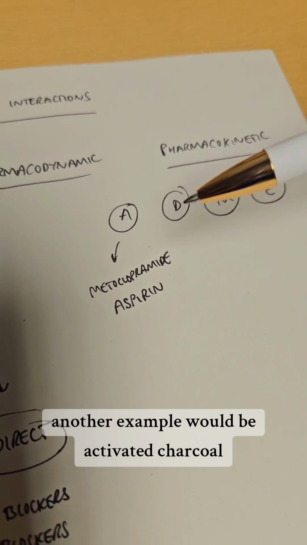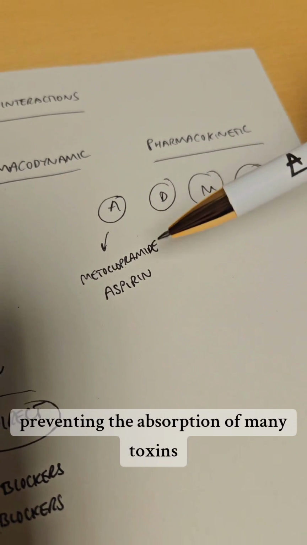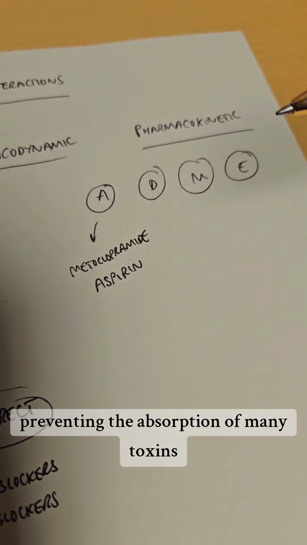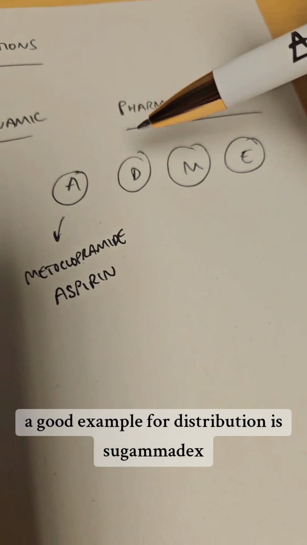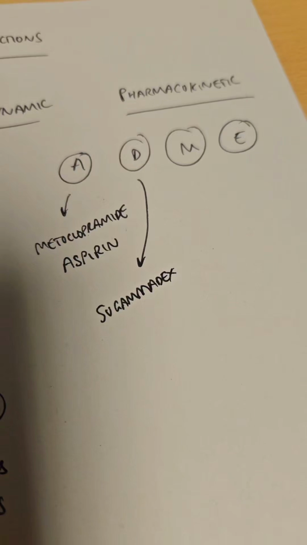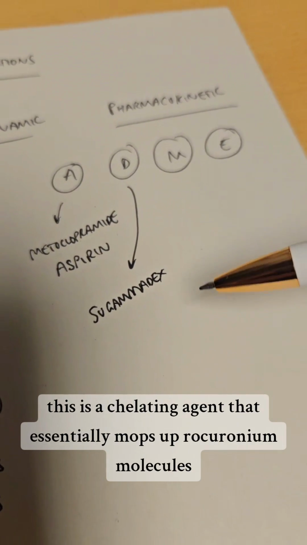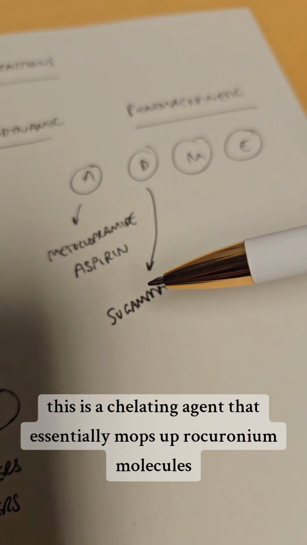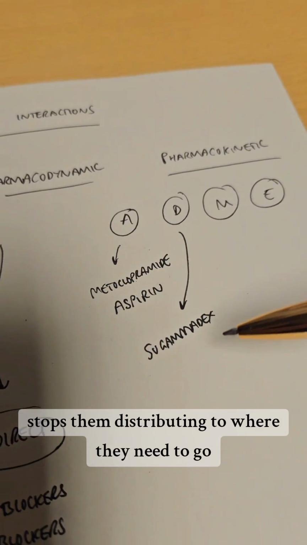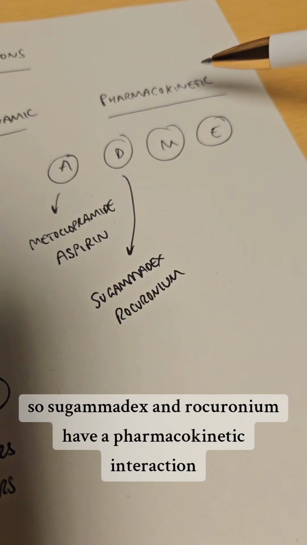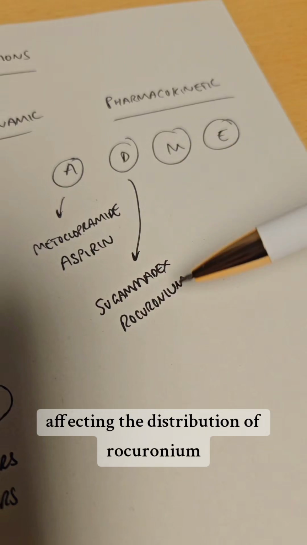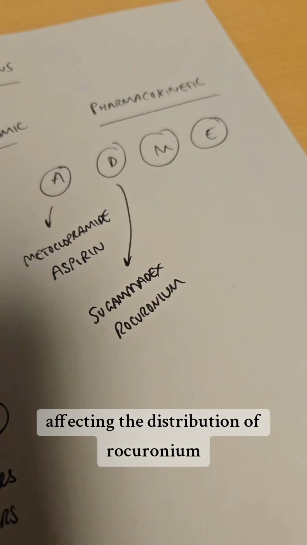Another example would be activated charcoal preventing the absorption of many toxins, and that's why it's used in overdose cases. A good example for distribution is sugammadex. This is a chelating agent that essentially mops up rocuronium molecules, stops them distributing to where they need to go. So sugammadex and rocuronium have a pharmacokinetic interaction affecting the distribution of rocuronium.